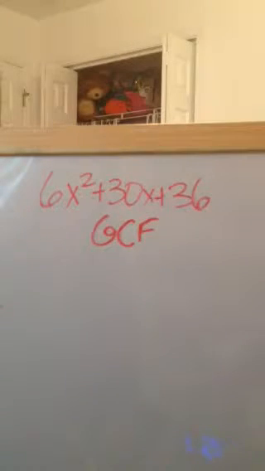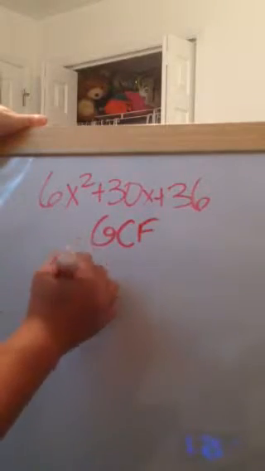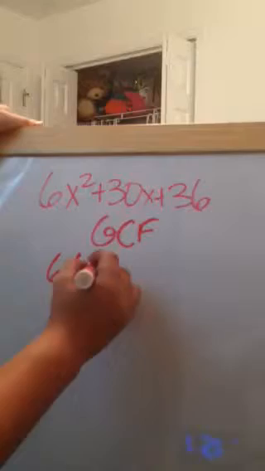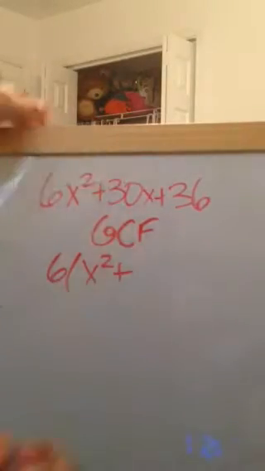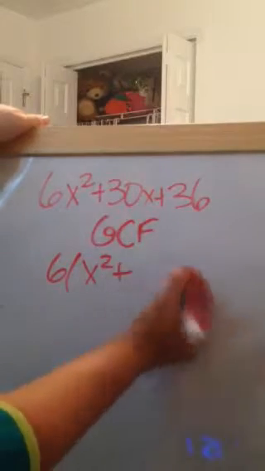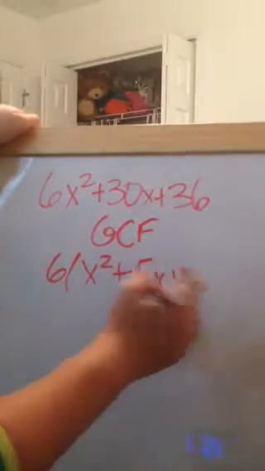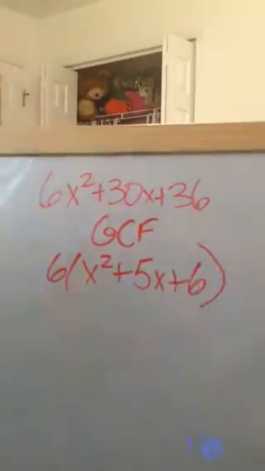parts of your expression, and I see here that we do have a 6 that we can pull out from each of them. So we're going to pull that out and we're going to have 6, and then you're left with x squared plus, then you divide the 30 by 6, and you're going to end up with 5x, and then lastly 36 divided by 6, you're going to end up with plus 6.